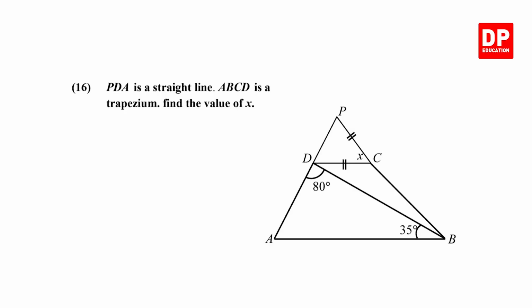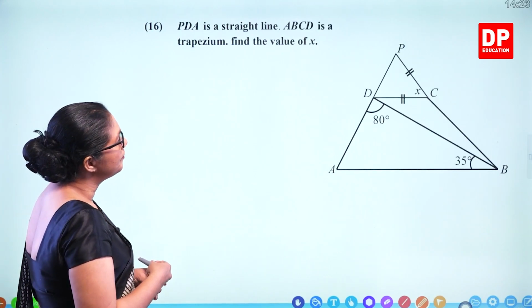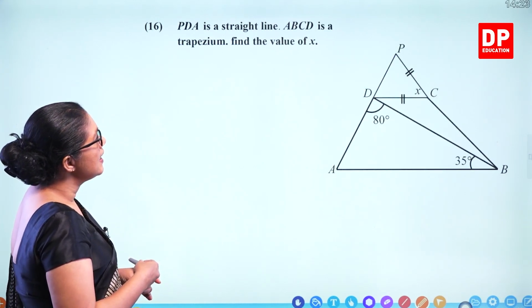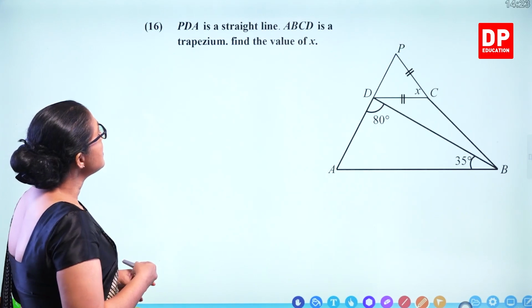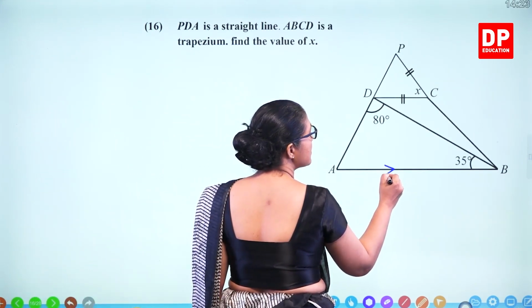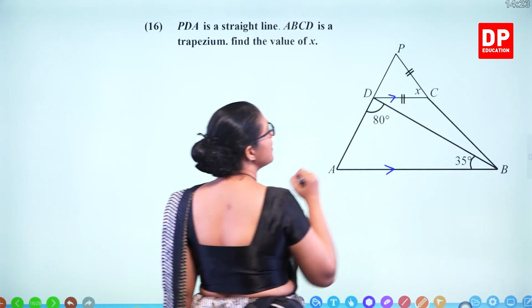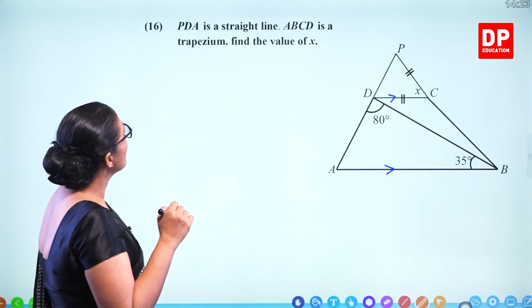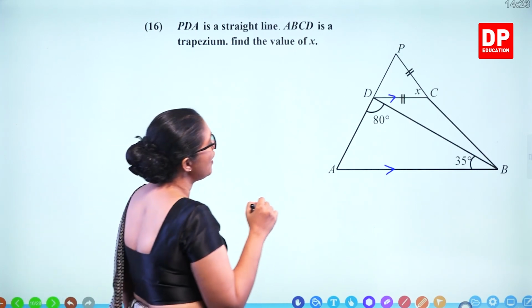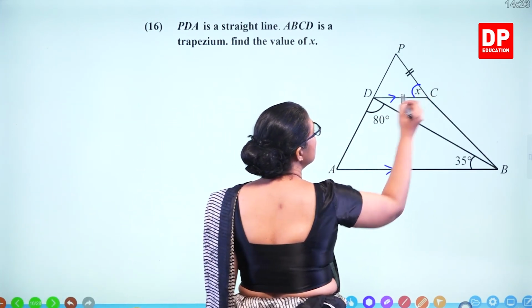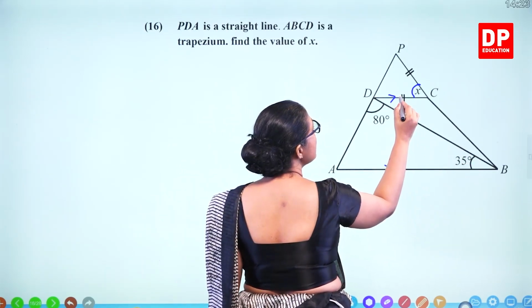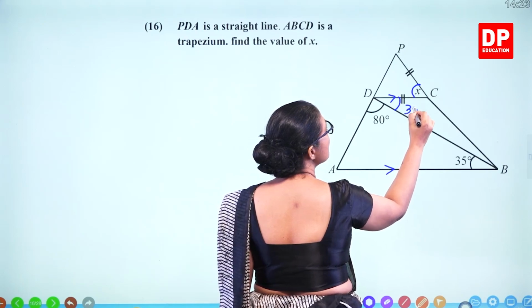Question number 16. PDA is a straight line. ABCD is a trapezium. So trapezium means this line is parallel to this line. Find the value of x. You need to find out this angle. If this is 35, alternate angles are equal. So this is 35.